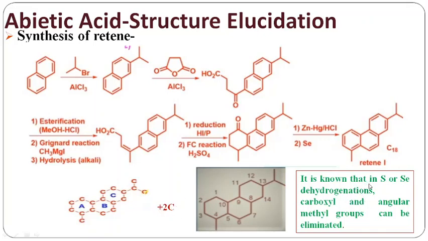As we know, it is a general fact that in sulfur or selenium dehydrogenations, carboxyl and angular methyl groups are generally eliminated. So on the basis of this, one carboxylic acid must be present. As the name indicates, one carboxylic acid is present, and chemical analysis has also shown that one carboxylic acid is present. So this carboxylic acid might have been eliminated in selenium dehydrogenation, and in the second case, one angular methyl group may also be present, which has been eliminated during selenium dehydrogenation.